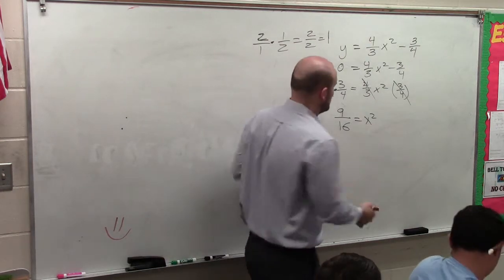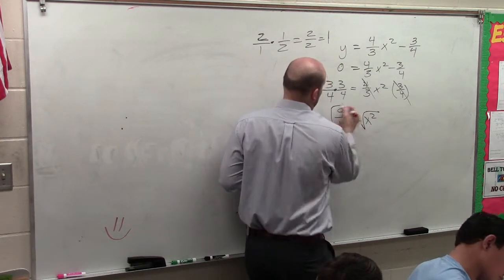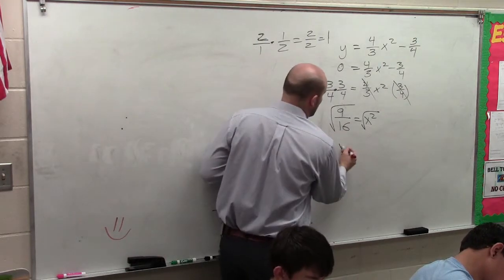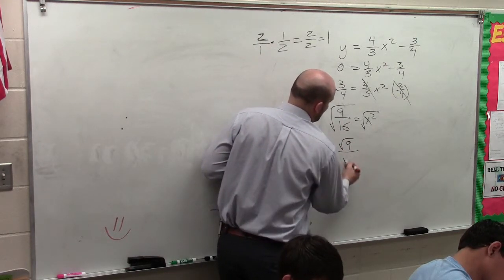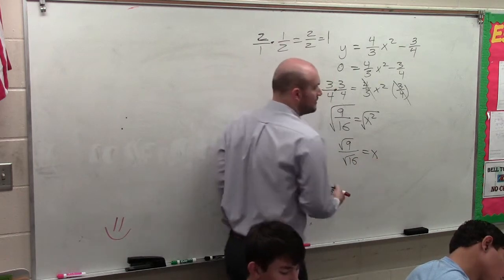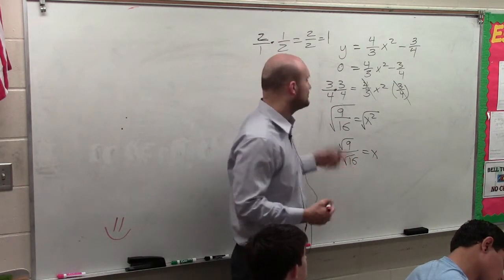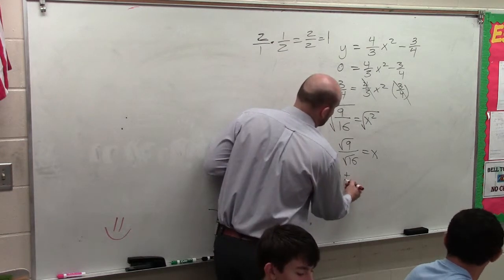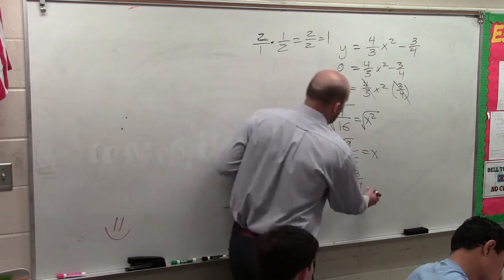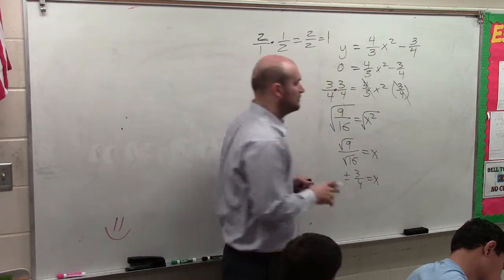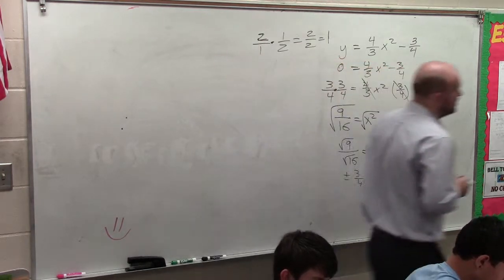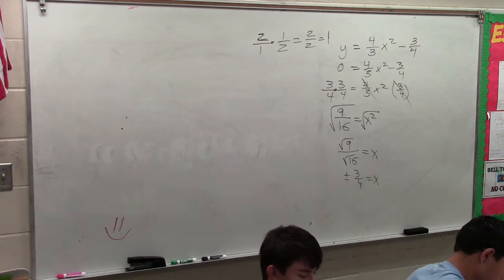Now we need to take the square root of this. One thing that can help you guys out when you're taking the square root of fractions, you can break that up into the square root of 9 over the square root of 16 equals x. So it's going to be plus or minus 3/4. Right? Remember, we need to include the positive and the negative. Does that make sense? And that's it. So when you guys have the fractions, that's what you guys are going to be working on.